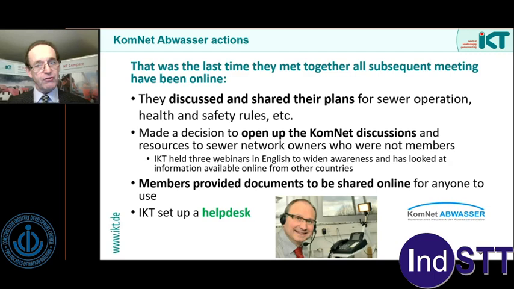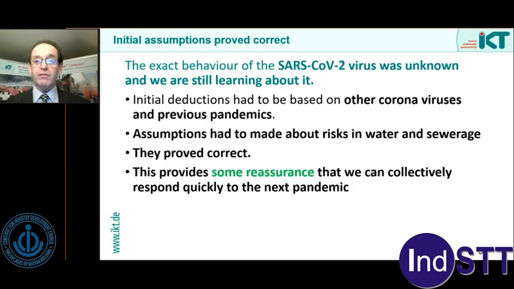Going back to what was initially known, the exact behavior of the SARS-CoV-2 virus was unknown. And to be honest, we're still discovering a lot of information about it. So all the initial deductions had to be based upon other coronaviruses and what was known. And so assumptions initially had to be made about the risks for water and sewage, and subsequently they proved correct. So that provides some reassurance that collectively we'll be able to respond quickly to the next pandemic when it comes along.